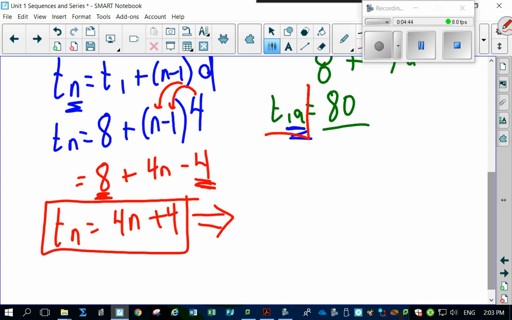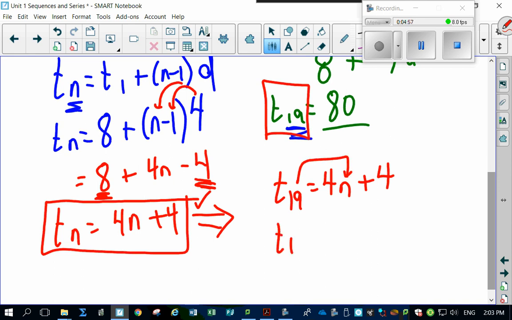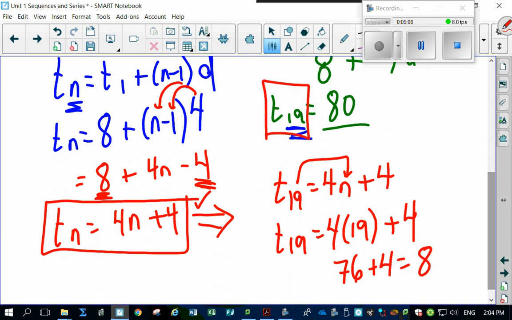Well, let's prove it. Let's see if T19 actually works. So let's use this new formula and say T19, well, that's 4n plus 4. That n, in fact, has got to be 19. So T19 is 4 times 19 plus 4. Well, 4 times 19 works out to be 76. Plus 4, look at that. You get 80 again. So they both work.